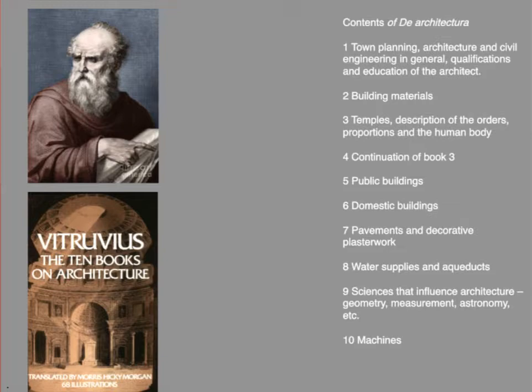There are no descriptions in Vitruvius of complex building forms such as vaults, cross vaults or domes, and it has to be remembered that these occurred in later Roman architecture.